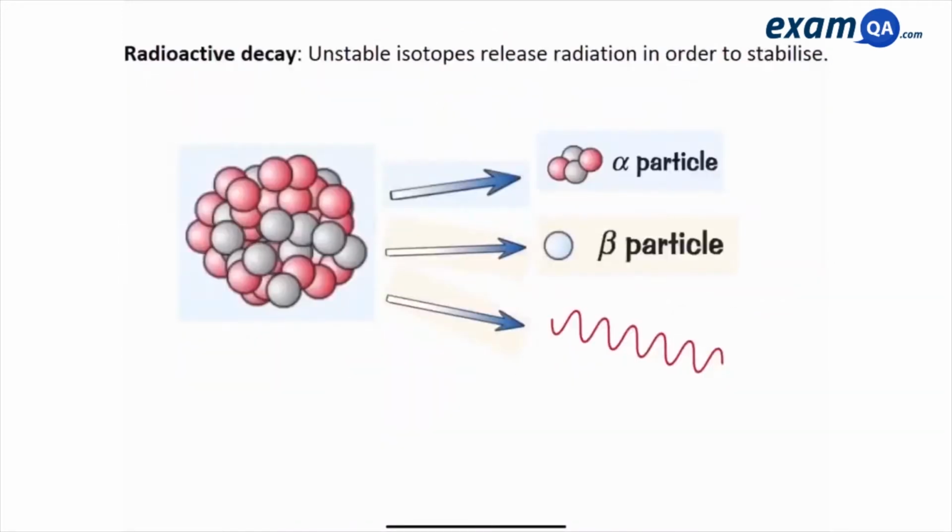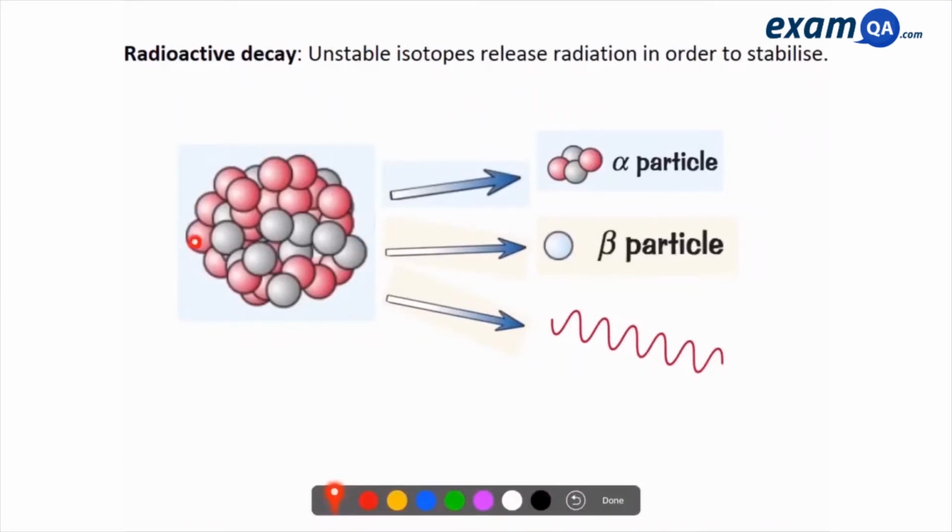Okay, now what is radioactive decay? Radioactive decay is when you have nuclei that become so large that they become unstable, and in order to stabilize, they have to spit out radiation. So when they spit out radiation, that is called radioactive decay. Now, in terms of radiation, there are 3 types: alpha particles, beta particles, and gamma rays. Out of the 3, gamma is not a particle; it's just an electromagnetic wave.